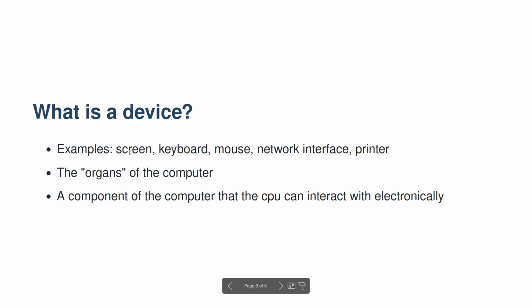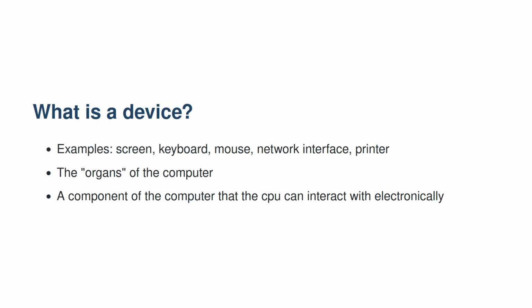So, an example might be the screen, the keyboard, the mouse, the network interface, the printer. They're sort of organs of the computer, right? Pieces of the computer, components that the CPU can interact with electronically, right? There's some connection between the CPU and this thing that we call a device, that we can use. Often they are human interface devices, right?